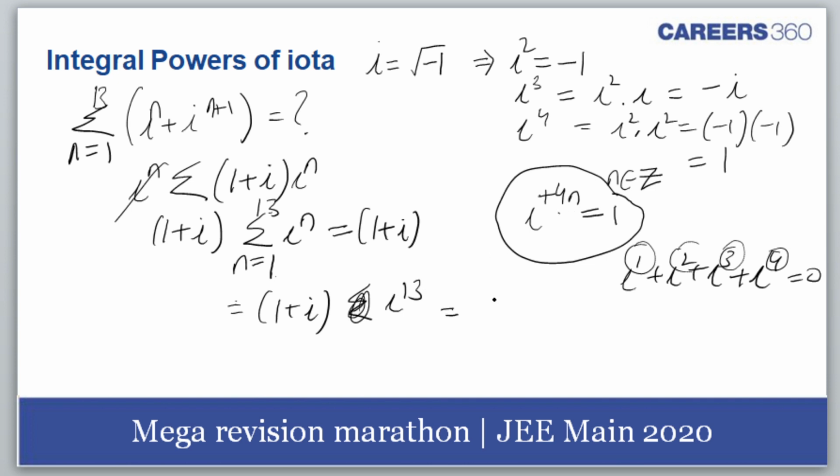Whatever is the remainder, that is the power of iota. So 1 plus iota into iota. Is that okay? So what do I get? Iota into iota, that's iota square, that's -1. So iota -1 we'll get as our answer.